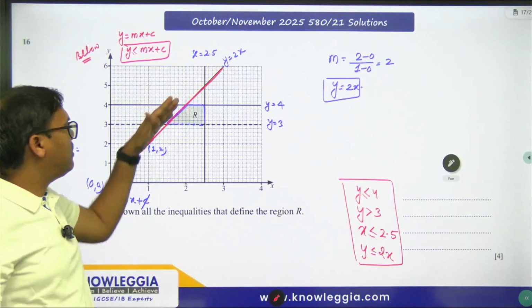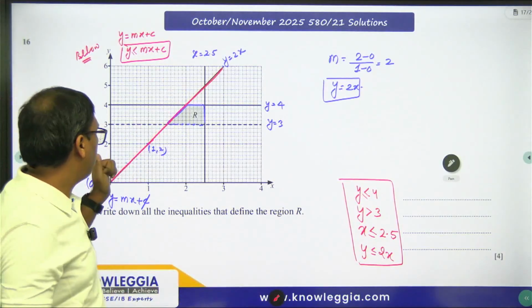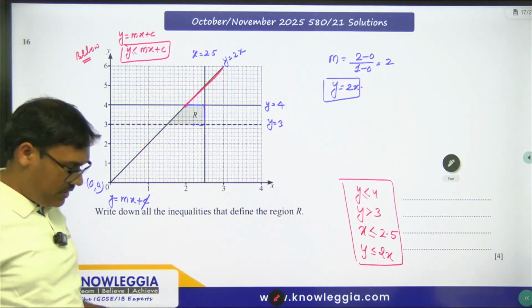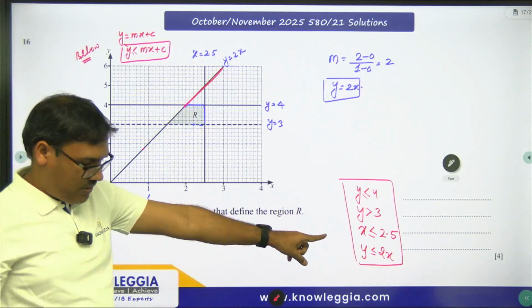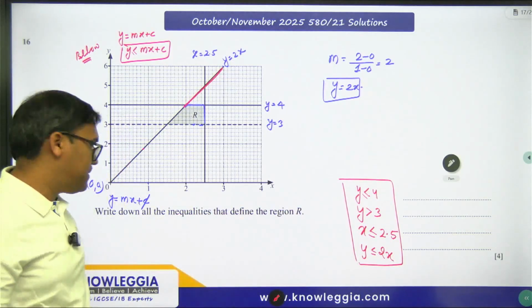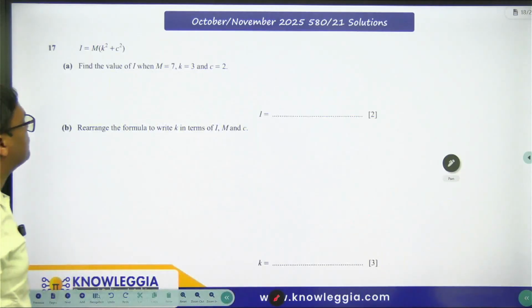We put the equal to sign just because this is a solid line. This was a solid line in the question. You can see this. Okay, so let's see the answer. Less than 2.5, greater than 3, less than or equal to 4, less than or equal to 2x. So that's it. This is how you can solve this question.